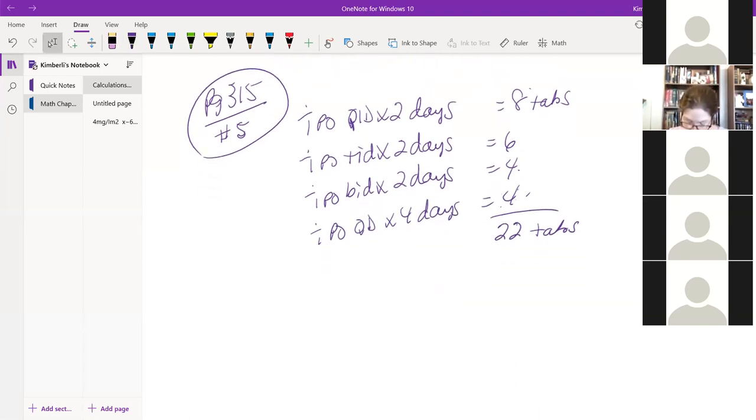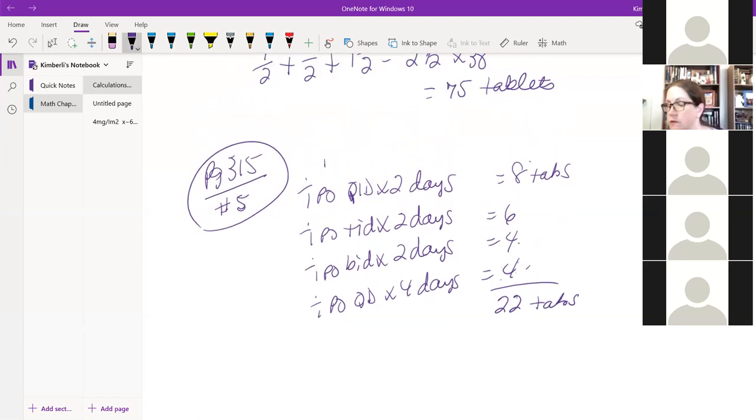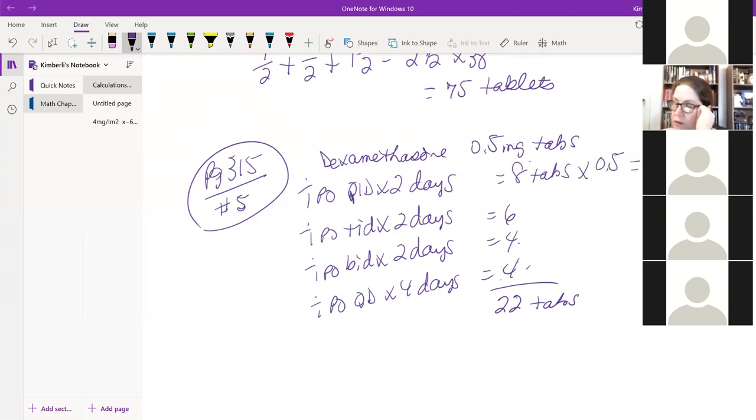Okay, how many milligrams would the patient receive on each day? And these are 0.5 milligrams. Dexamethasone, 0.5 milligram tabs. So 8 tablets times 0.5 gives them how many milligrams? 4. Then 6 tablets is 3 milligrams, then 2 and 2.